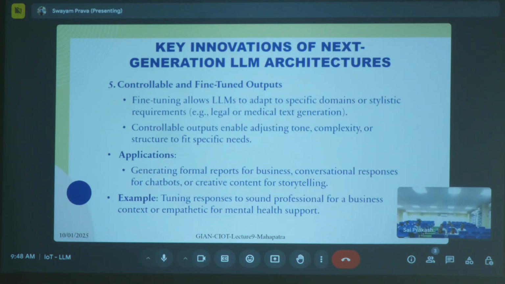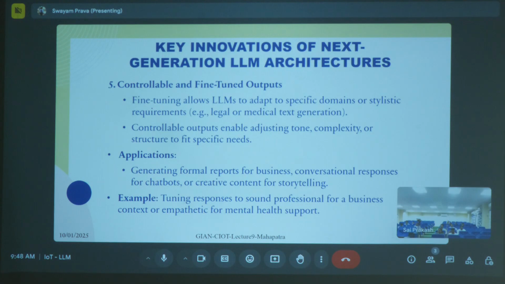And controllable and fine-tuned outputs is again one of their key innovations. So fine-tuning allows LLMs to adapt to specific domains or stylistic requirements. Example, legal or medical text generation. And these controllable outputs enable adjusting tone, complexity, or structure to fit specific needs.